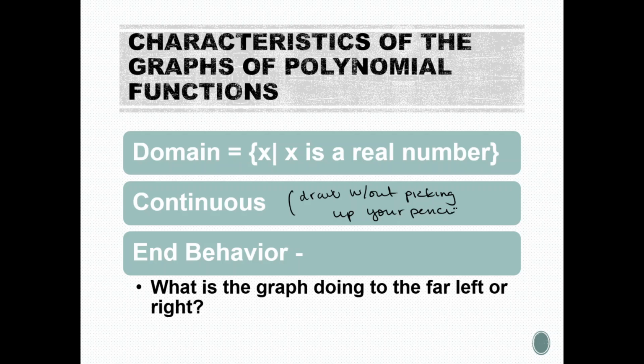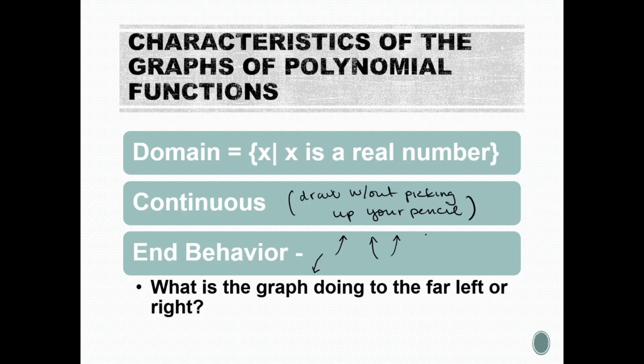Now, more specifically, that means they will never have any holes, they will never have any jumps or gaps, and they will never have any undefined places like vertical asymptotes. So they're all connected, okay? The end behavior is talking about where the arrows go. Because the domain is all reals, polynomials can go like this, or they can go in the same direction, but they will always go on forever.